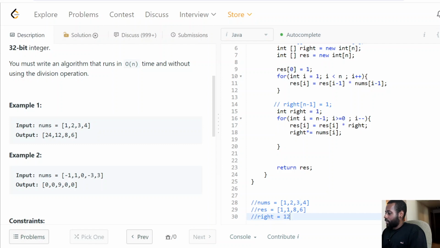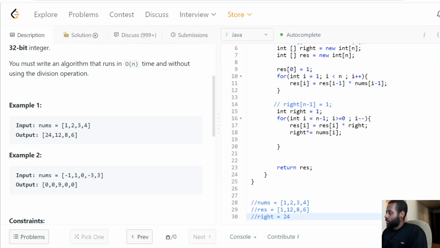So for this index, 1 times 12 gives you 12. That's why we put 12 here. We do the same thing here, multiplying 12 times whatever number is at this index, and now it's 24. Just like that, we are in good shape.